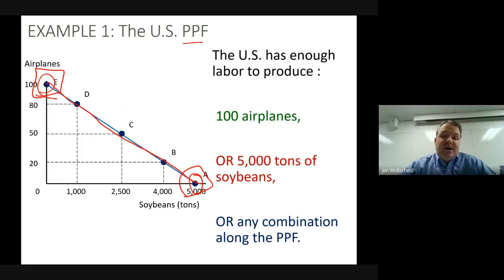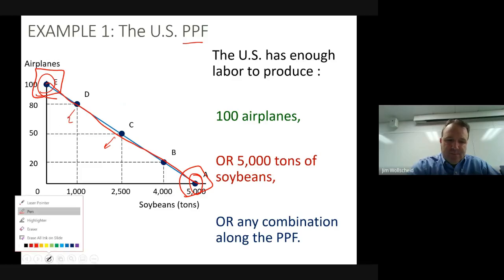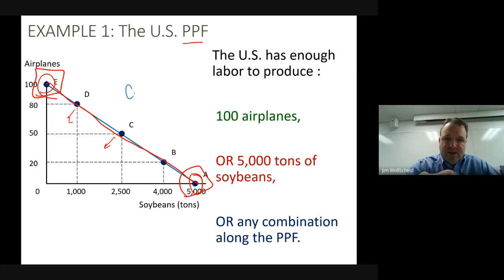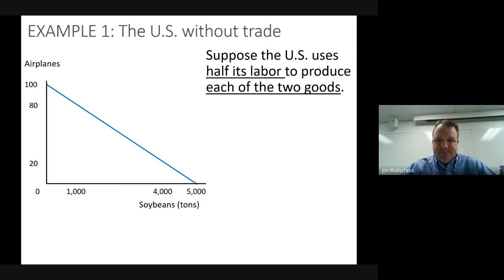So the United States then can produce, again, anything on the line, or if we wanted to, we could be inside the line. Right? We cannot produce out here. We can only produce inside the line. So very simple example.